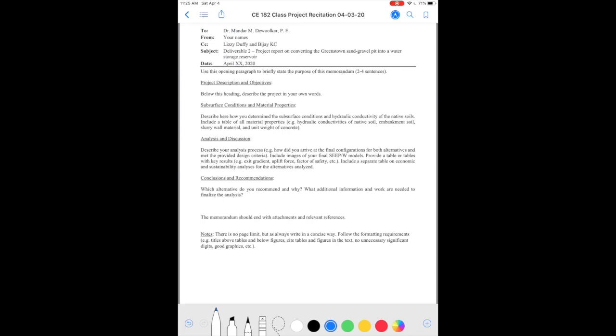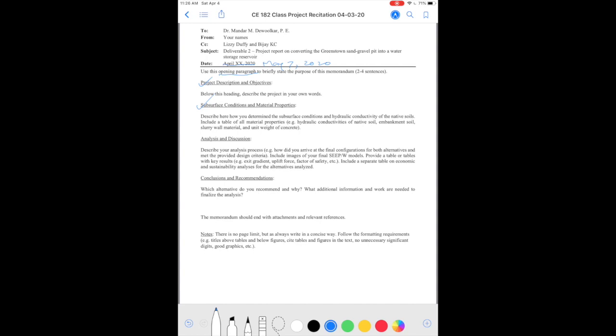So the final deliverable is due for all teams on the same day, which is May 7th. So this is going to be May 7, 2020. And the subject is already given. And you take your first deliverable and keep on modifying it. So here you still have an opening paragraph. Then you have already described your project in your own words. You can update it based on the feedback we provide after your first deliverable. Then you should have also completed the second part.